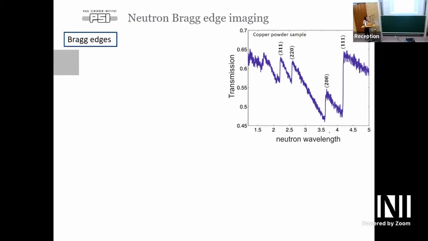That's why these are called Bragg edges, because they have this sharp shape, and each one of those is linked to one particular crystal plane. So if we know our crystal structure and our lattice parameter, we can clearly index which plane belongs to which edge.